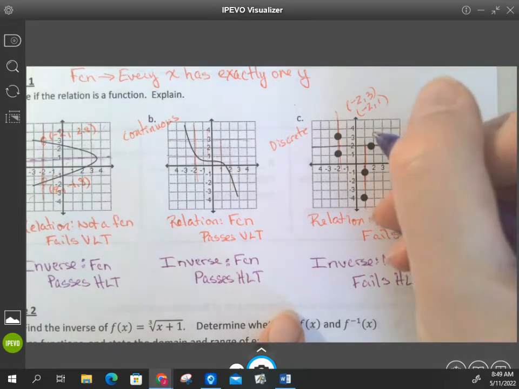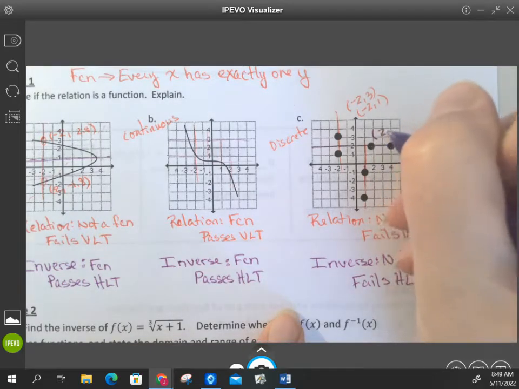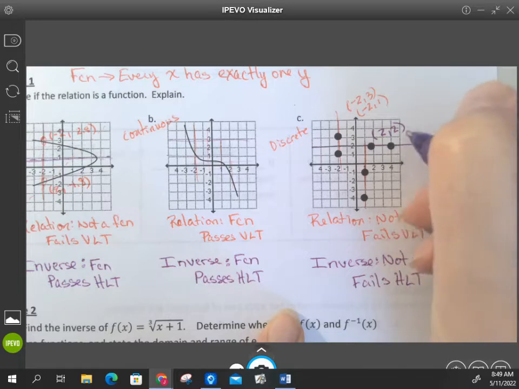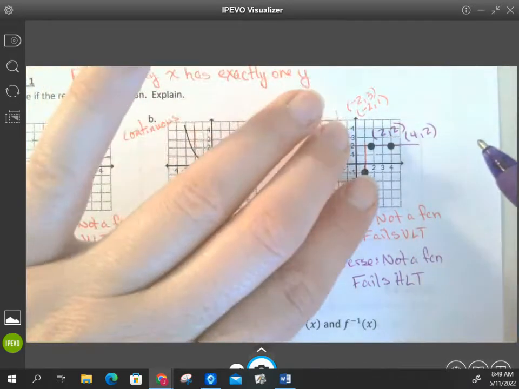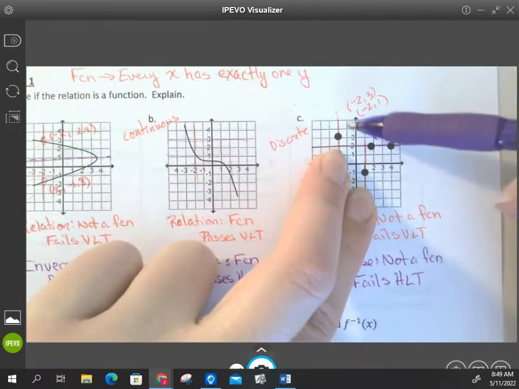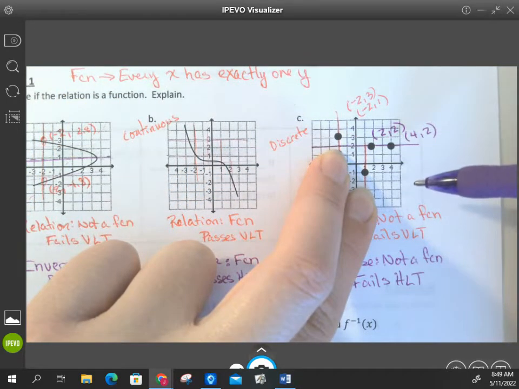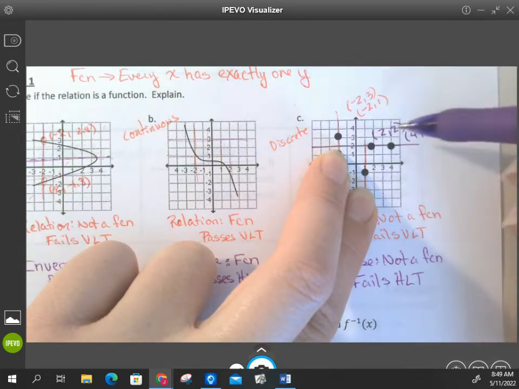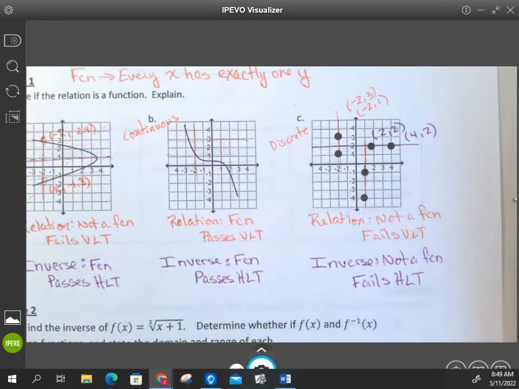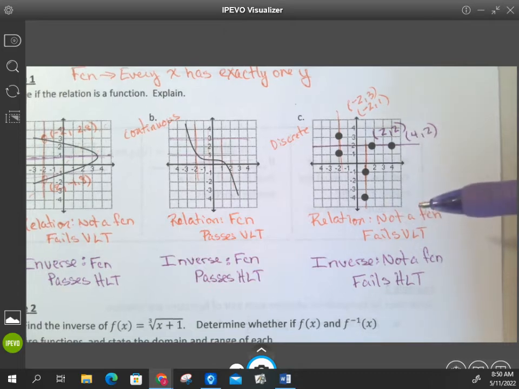Now look at these points. The point here is what? 2, 2. And this point is 4, 2. So if I didn't have these issues, if I could cover up these, the original graph would be a function. Agreed? Because every x has one y. But if I would flip my graph, do you see that this y value of 2 has more than one x value? And if the inverse is flipping x and y, that would make my new x's have more than one y. Now, hopefully this comes together as we keep working, okay?